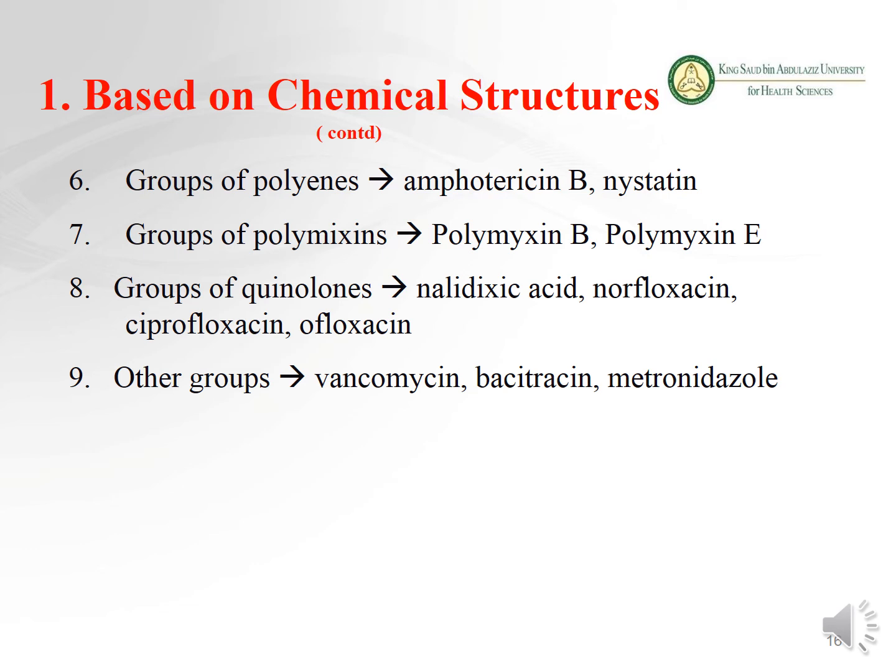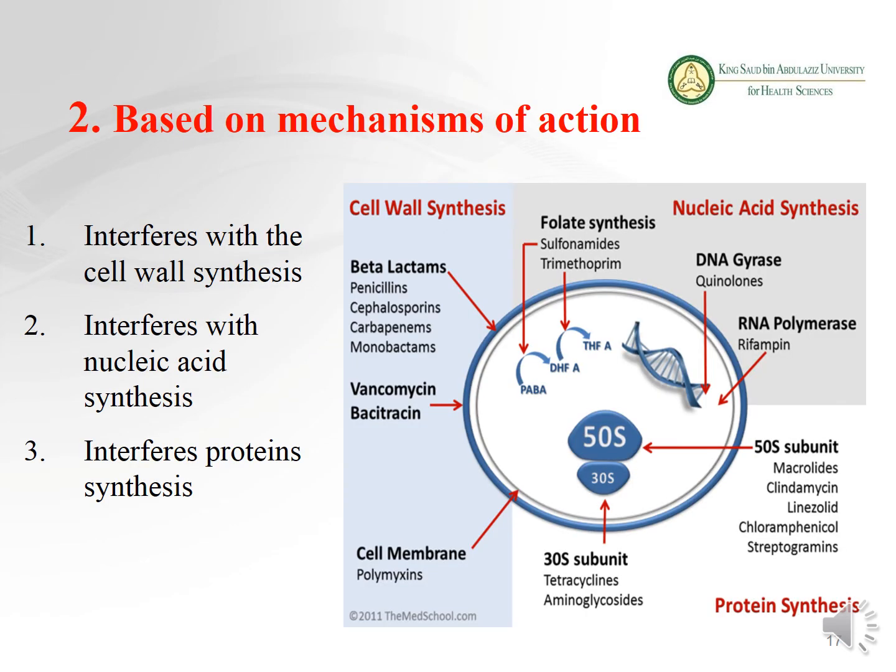You don't have to memorize which drug belongs to which group, but the main thing you have to know is the mechanism, that is, which drugs affect which part of the bacteria, based on the mechanism of action. This is more important to know. Some drugs interfere with cell wall synthesis. So beta-lactams and vancomycin cause inhibition of the cell wall.